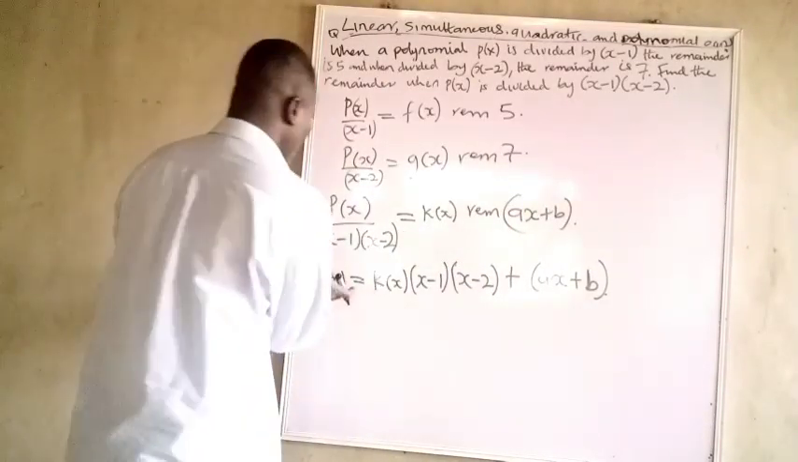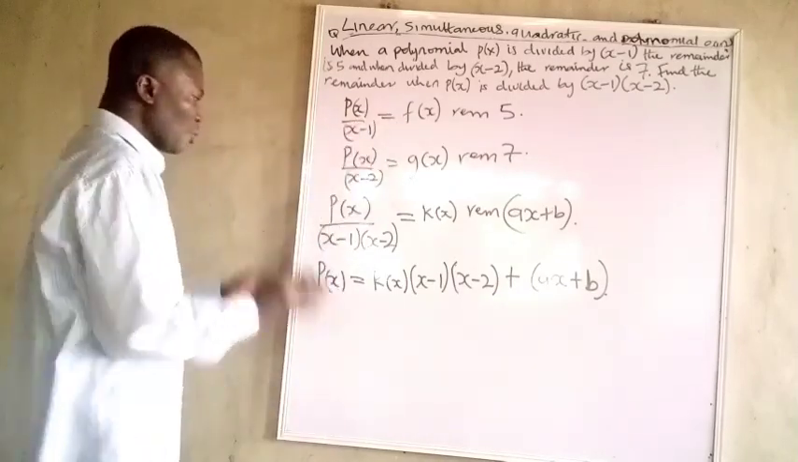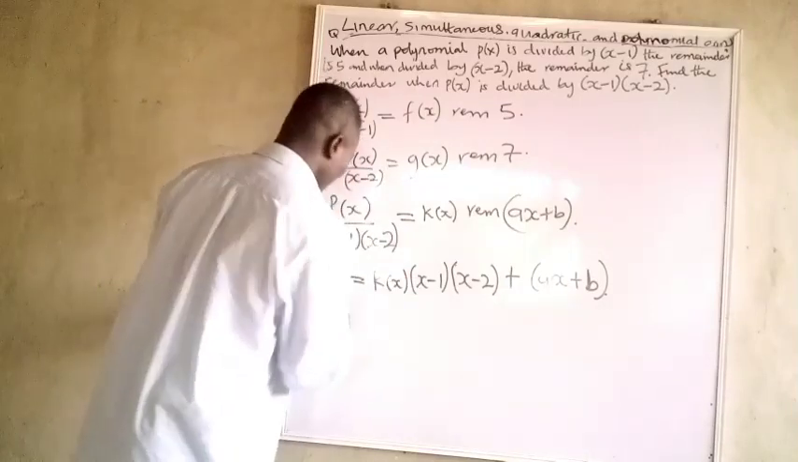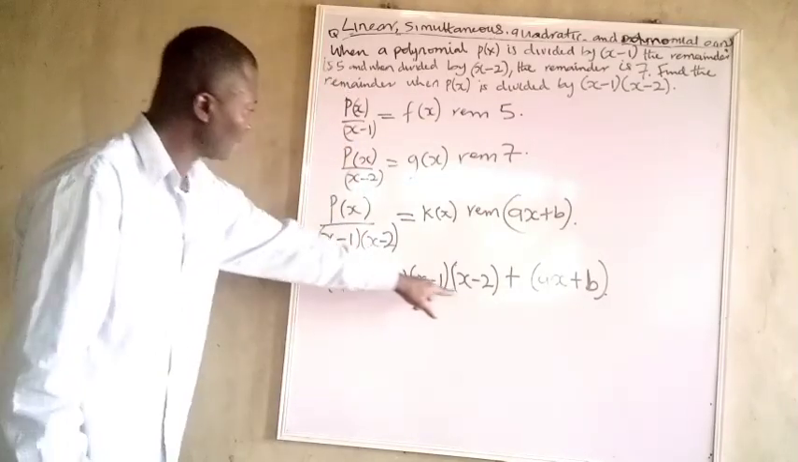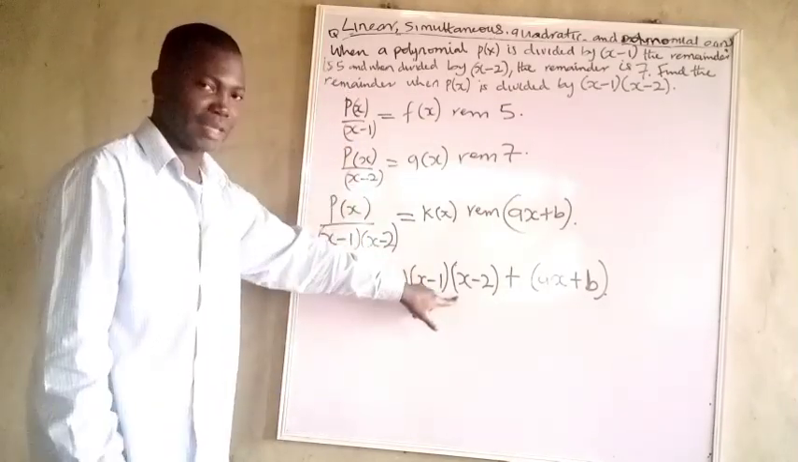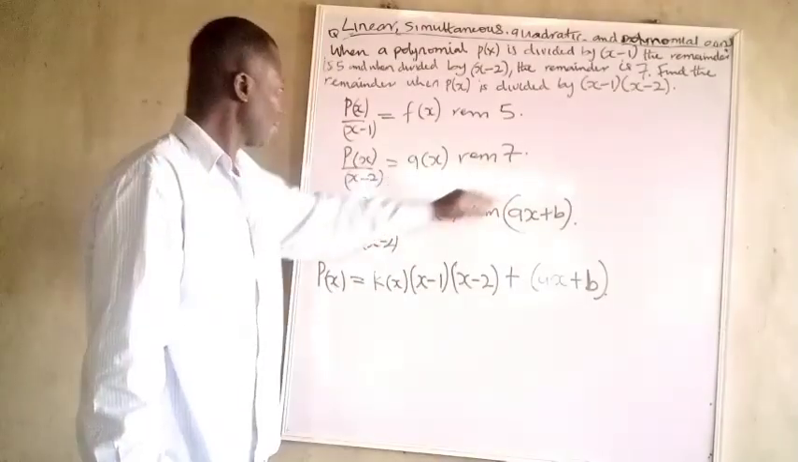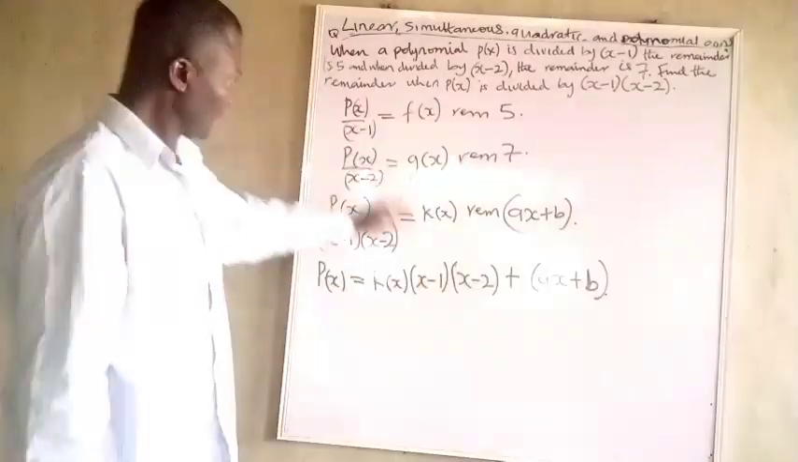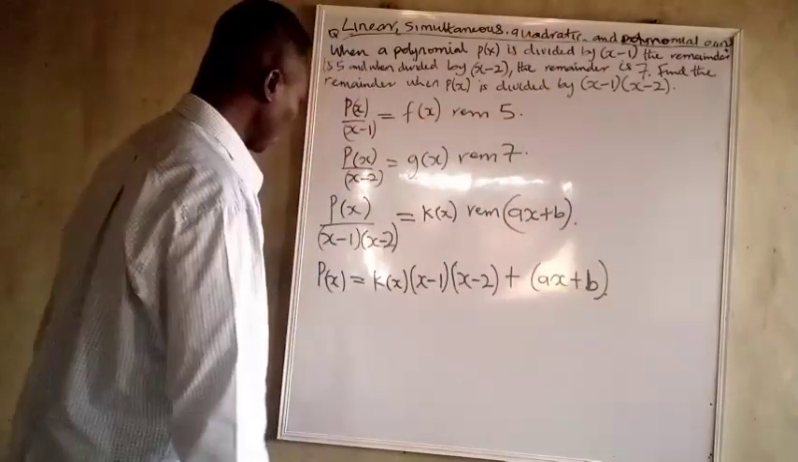Now, this one is equal to this one is equal to this one, which means that if we, using the remainder theorem, substitute x minus 2 into this expression, it's going to give us the remainder 7. If we substitute 1 for x in this expression, the remainder will be 5. Let me show you what I mean.